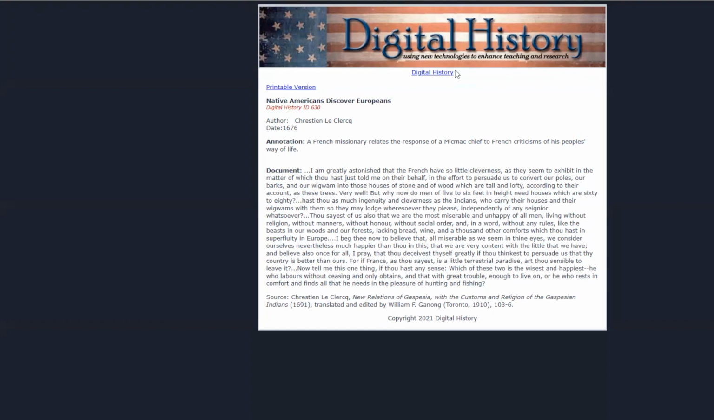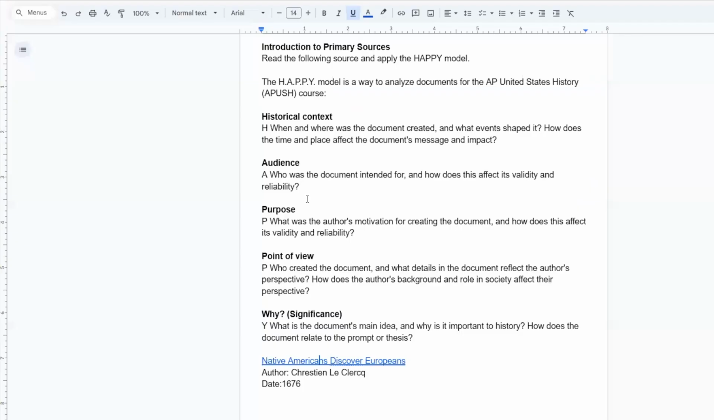One of them. So when we're looking at a document like this, we need some type of a structure to help us to organize it. And that's where Happy comes in, right? So if I go back to my Happy here, the historical context here. Well, I would need to dig a little bit into the story behind French colonization. What's going on in 1676?